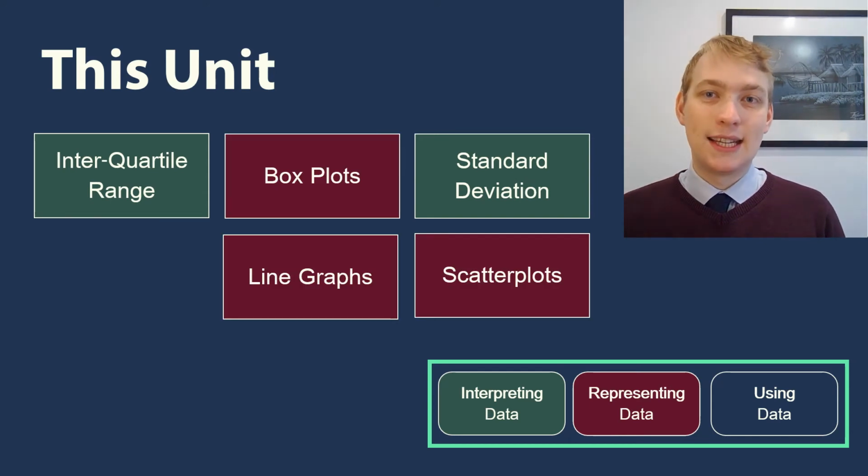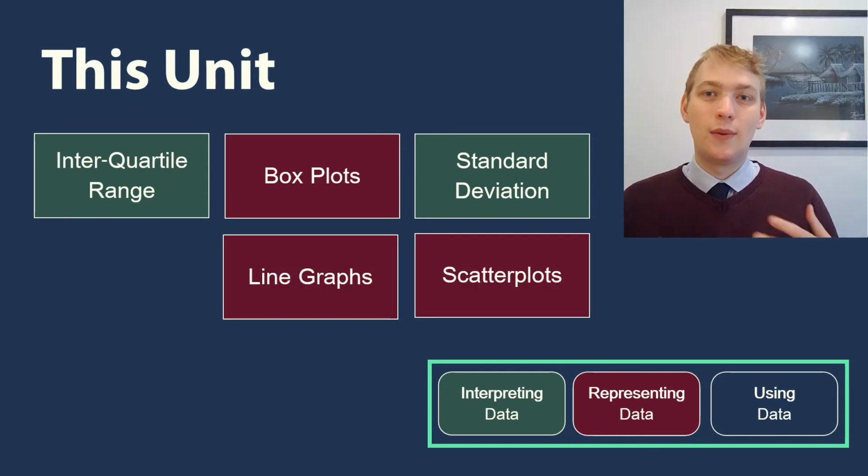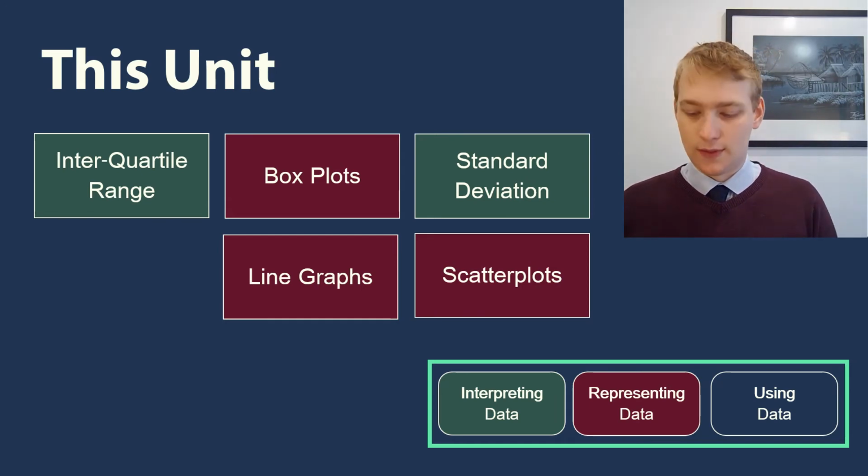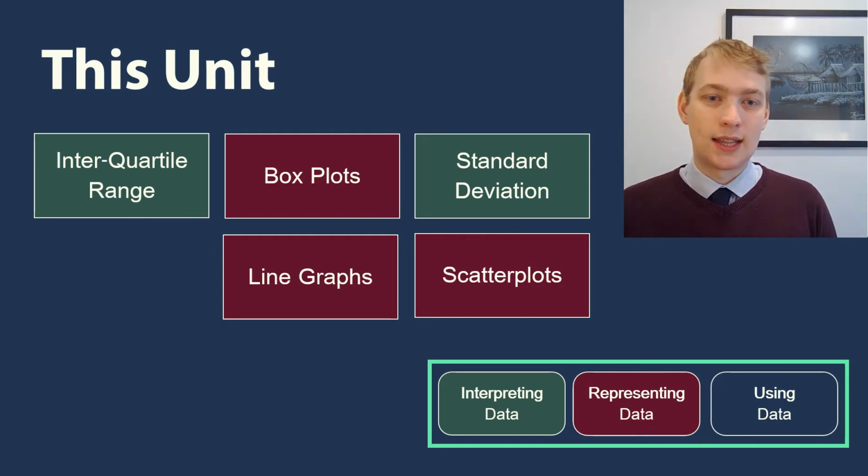Next, we have representing data. So this is going to be our graphs, how we can take the raw data we have and put it in some visual form that helps us understand the data at more of a glimpse. So we have box plots, line graphs, and scatter plots. You've probably heard of some of these, but not all of them. But we're going to be looking at those throughout this topic.